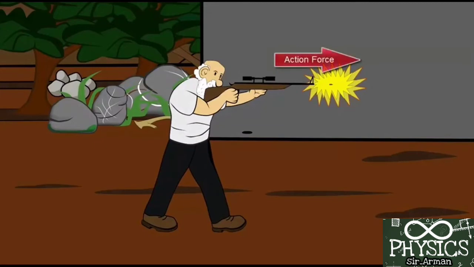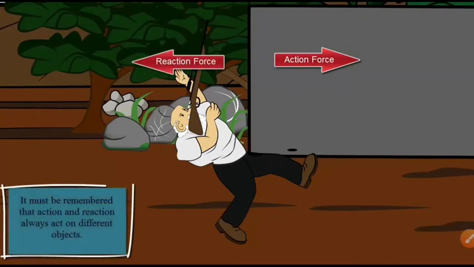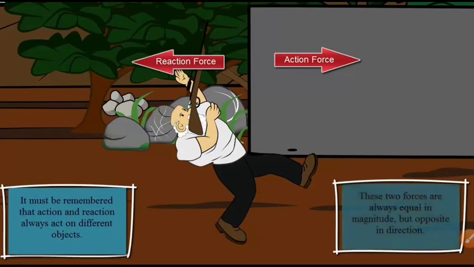Similarly, when a bullet is fired from a gun or from a rifle, the bullet moves away with an action force causing a reaction on the rifle, and during that reaction the person holding the rifle will feel a jerk.